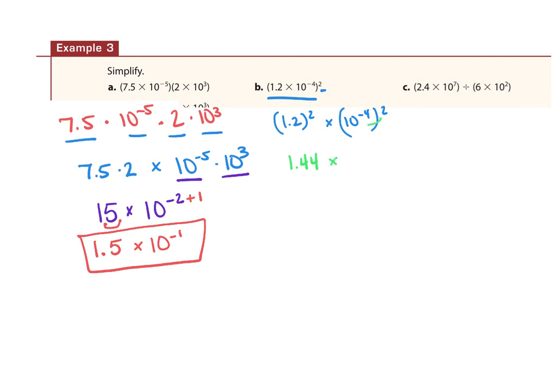This next piece, power to a power. What do I do with those? So -4 times 2 is -8. We're done with that one. That's already in scientific notation, so.